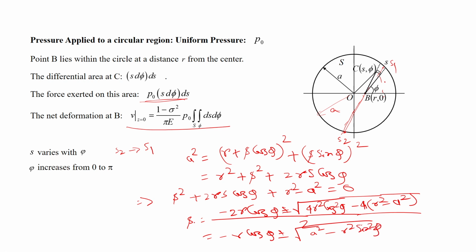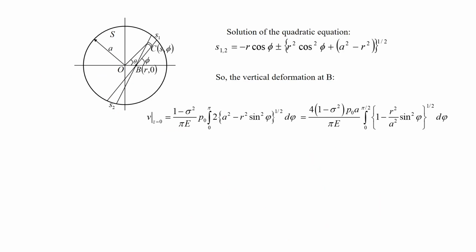So, for S12 I have got two values: S1 is minus r cos phi plus square root of a square minus r square sin square phi, and the other value is minus r cos phi minus this quantity. So, here this S12 has got these two values, and so we substitute that.